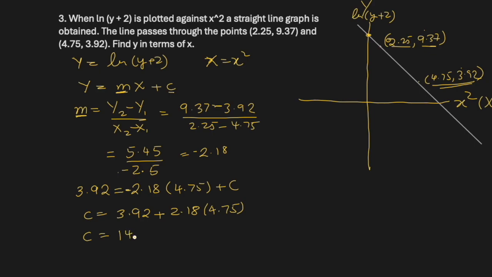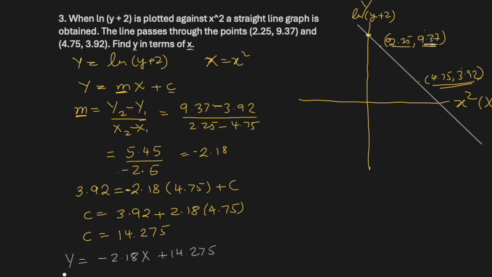What I'm getting here is 14.275. Okay, got c. So now I can write the final equation, which is capital Y is equal to negative 2.18 x, not x, it will be capital X, I'll have to change it. Okay, capital X plus 14.275. Makes sense? Since we already have 9 here, this can be 14.275. Makes sense. Okay, but that was not our question. Our question was find small y in terms of x.